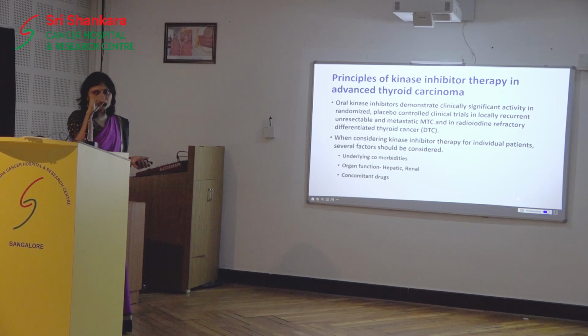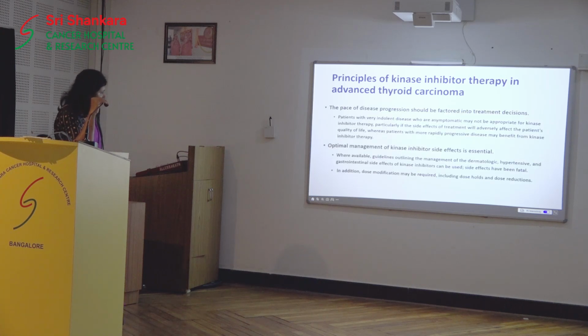This especially becomes important with multi-tyrosine kinase inhibitors with anti-VEGF action, because they can also cause QT prolongation. So if patients are taking some cardiac drugs, some common antibiotics when you prescribe, or some psychiatric drugs which can cause QT prolongation, we need to be mindful of the fact that these can also cause QT prolongation.